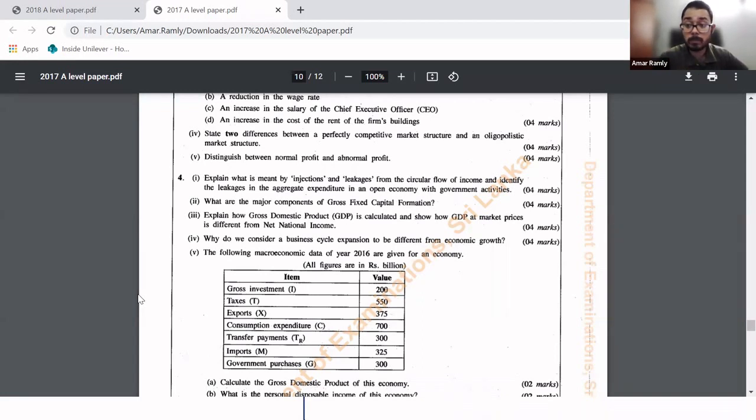But that's not the only part of the question. If you notice, the question has two parts, and it carries 4 marks, which is quite a large sum. Number one, explain how GDP is calculated. So if you know a couple of ways in which GDP is calculated, tell me that. Two, show how GDP at market prices is different from net national income. That is the second part of the question.